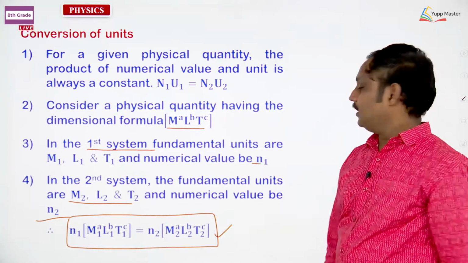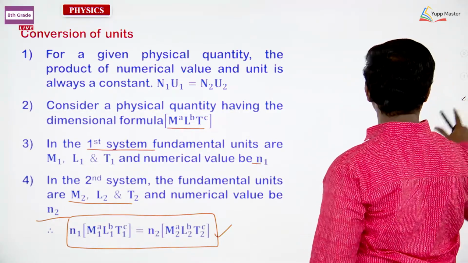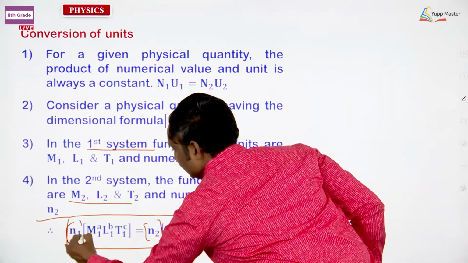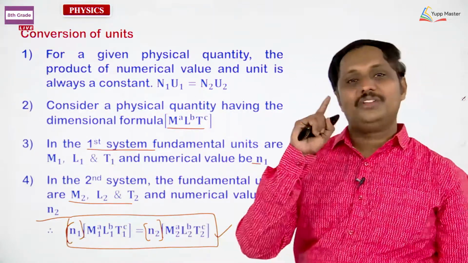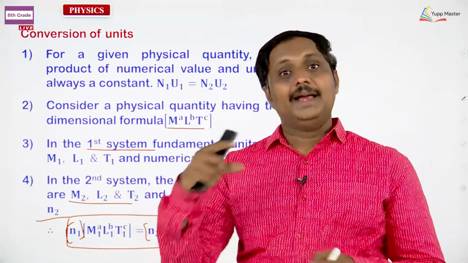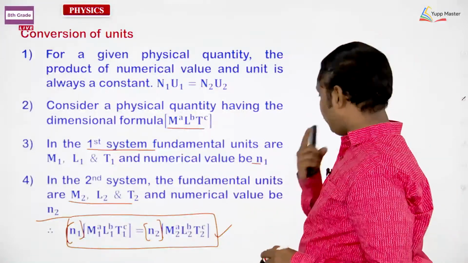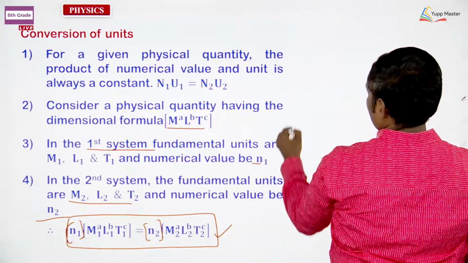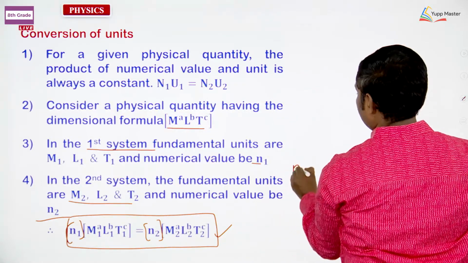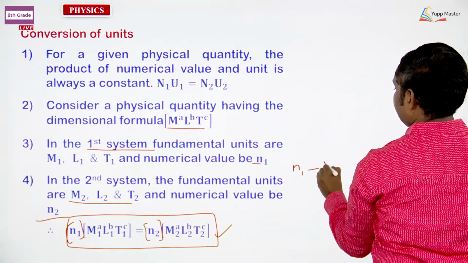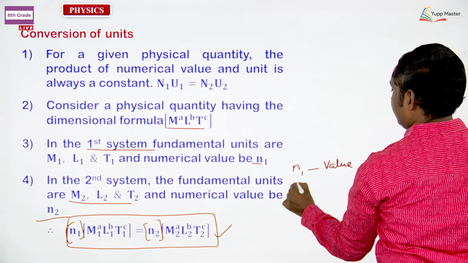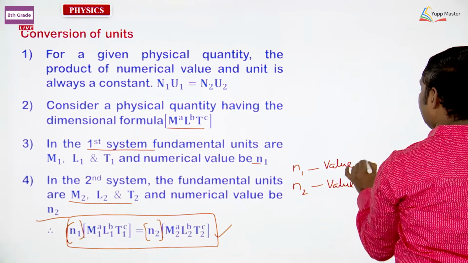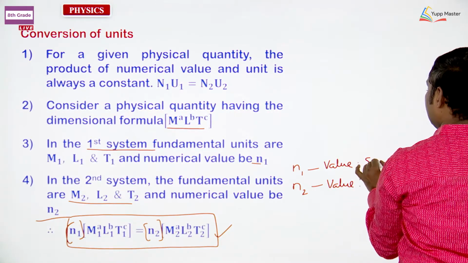Let's go for another one. What about N1 and N2? Please take that N1 is the numerical value in the first system. N2 is the numerical value which represents the second system. Suppose you take N1 and N2 as values in one system.